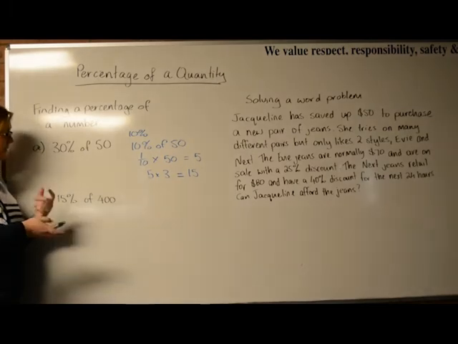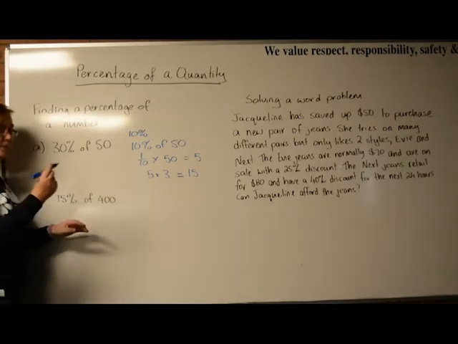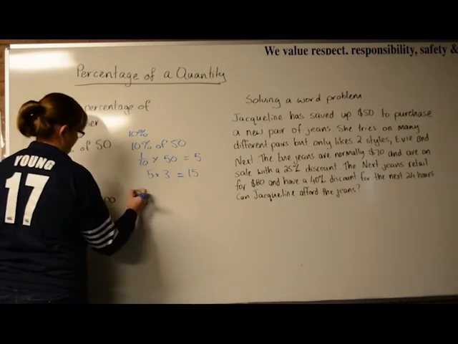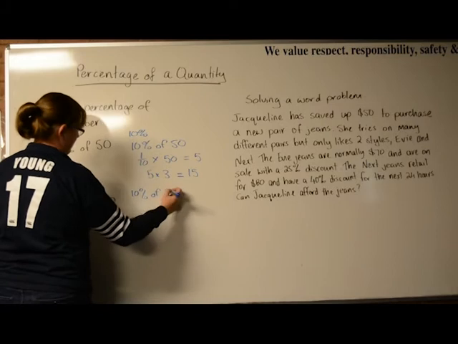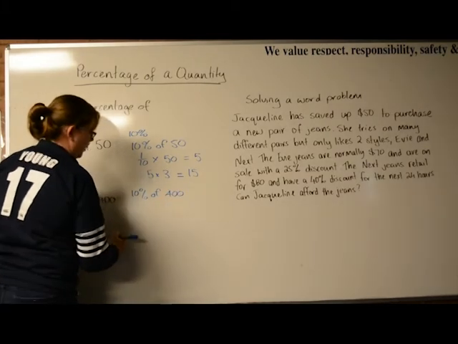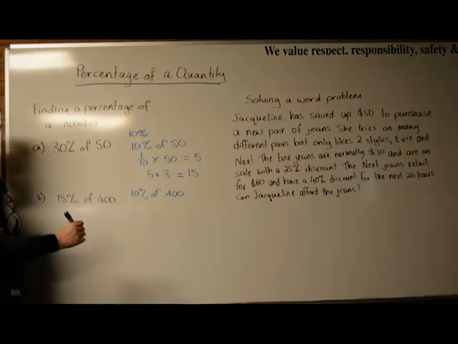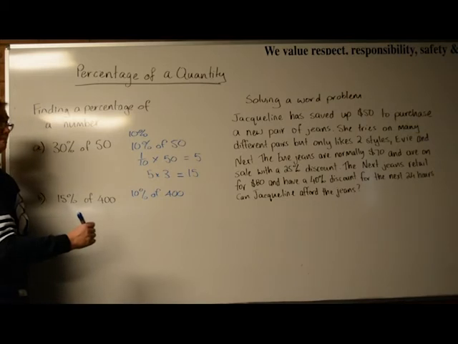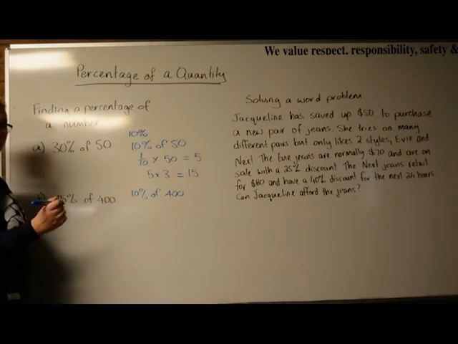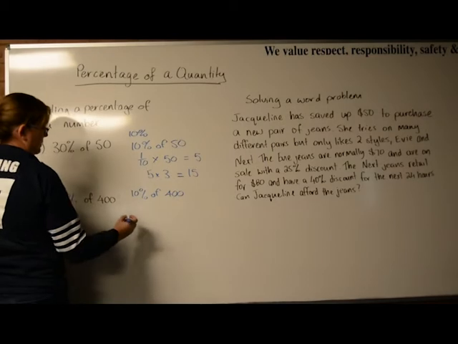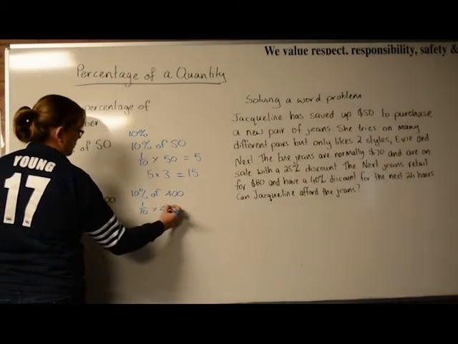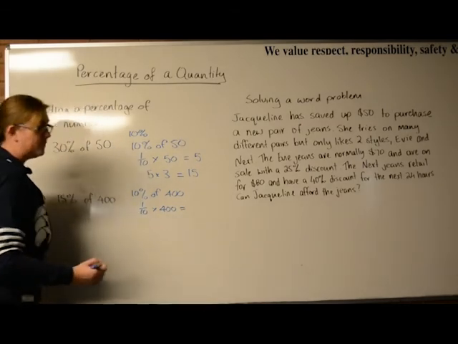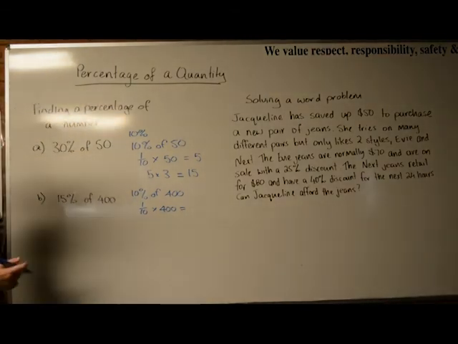Alright, so we've got a couple of different things we can do. So let's do it. Let's find 10%. We're going to find 10% of 400. So how am I going to write that out? What's my fraction going to be? 1 over 10. 1 over 10 times 400. What is my answer going to be? 40.